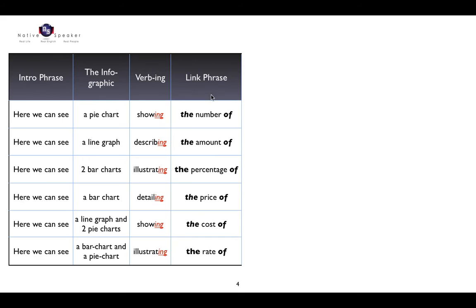And then we'll use a link phrase. Now, here you'll notice a pattern of the number of, the amount of, the percentage of, the price of, the cost of, and the rate of. It doesn't always have to be like this, but I'm introducing this to you so you can see this the something of. So it could be the percentage of, the usage of, the level of. It could be lots of different words, and it's a popular link phrase that we can use here. So here we can see a pie chart showing the number of. So your report gets off to a good clean start there.